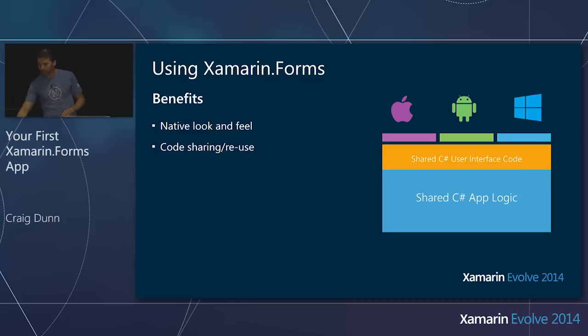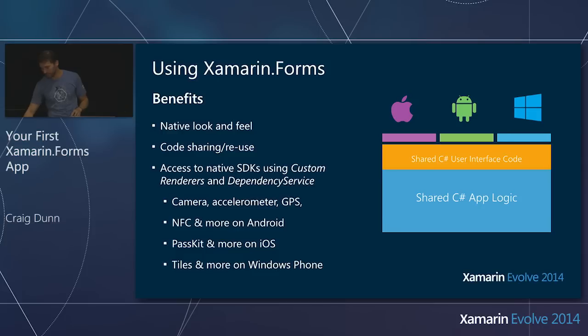So you get the benefits. It's a native look and feel. Your customers realize it's a Windows Phone button or a scrolling Android view, but you get the code sharing and reuse from building it once and testing it once. While, as I just said, using custom renderers and dependency service to access camera, accelerometer, GPS on all the devices, or NFC, PassKit, HealthKit, any of the new iOS 8 stuff, or Android L on each different platform.